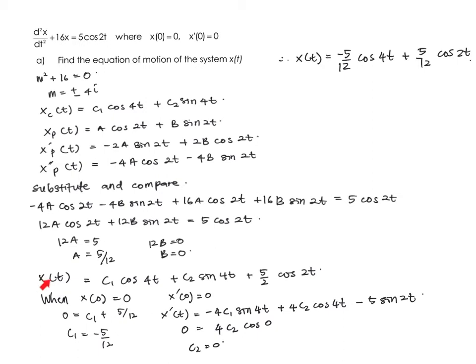Okay, to find xt, xc plus xp. Then use the initial conditions to find c1 and c2. After you get c1 and c2, substitute into this equation. Then the general solution, we have negative 5 over 12 cos 4t plus 5 over 12 cos 2t.